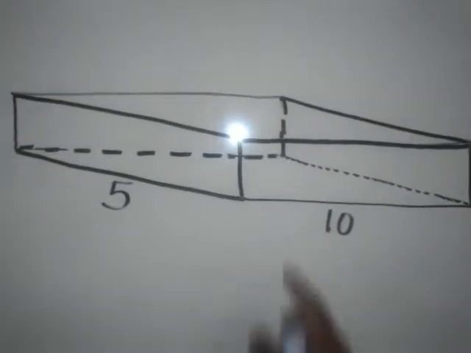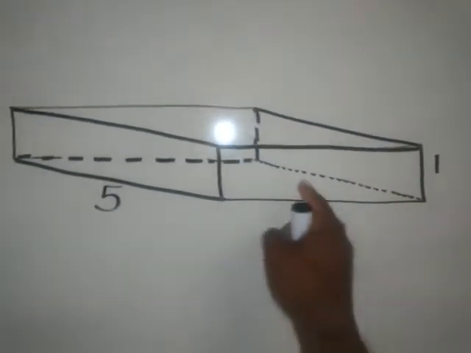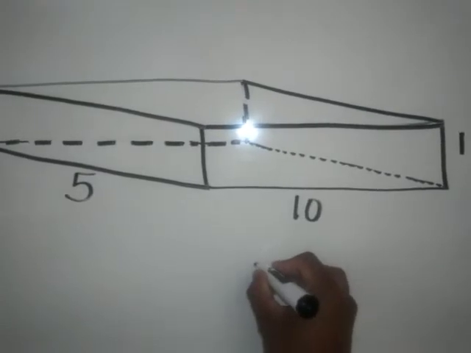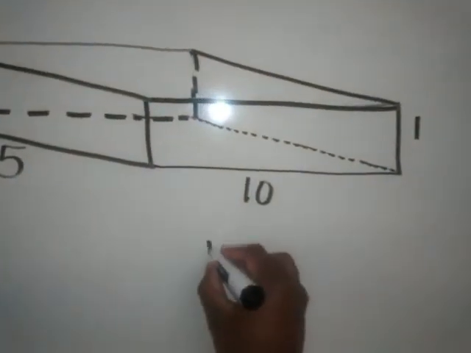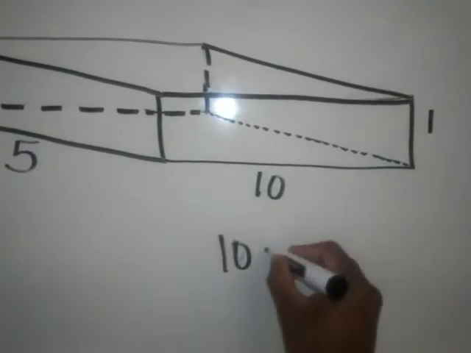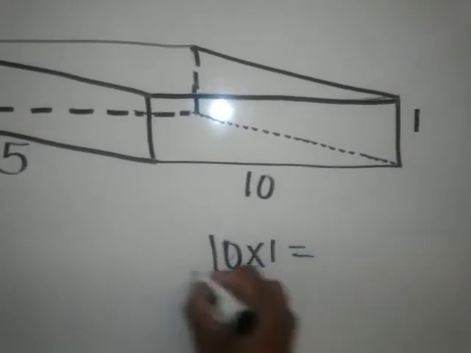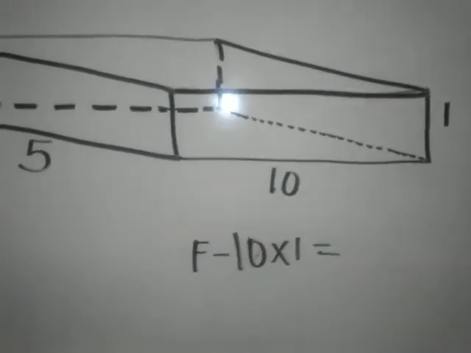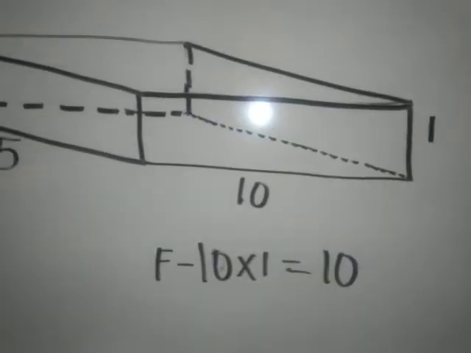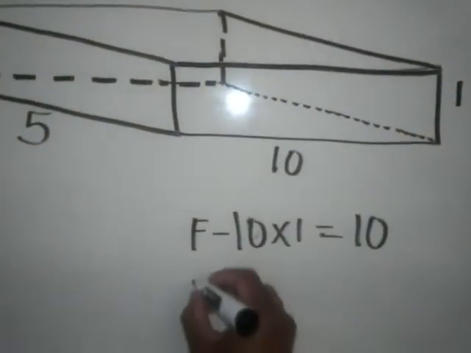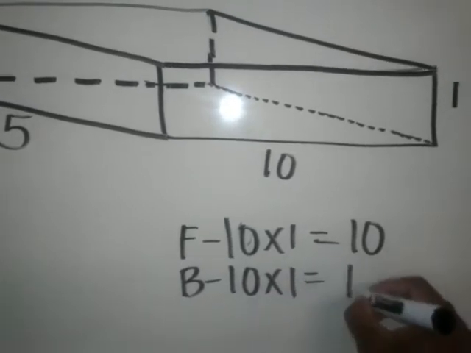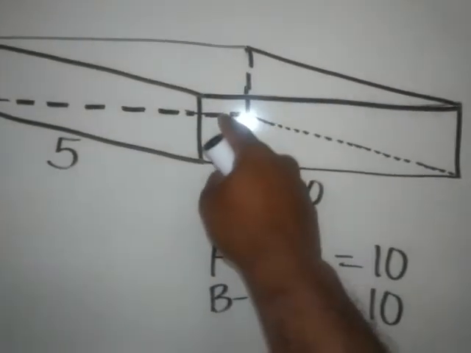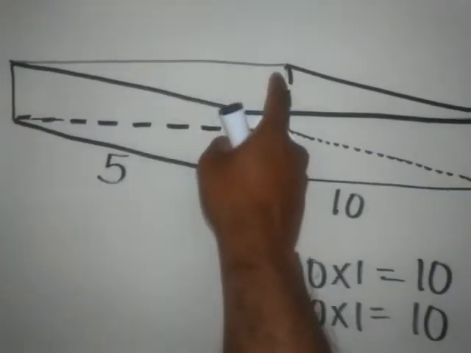So if you see the front face, I'm going to use this as my front. This is my front view. I have a base of 10 and a height of 1. So my front is 10 units. The area is 10 units. The back will be the same. It's also 10 by 1, which also again equals 10. So we have accounted for this front face and this back face.